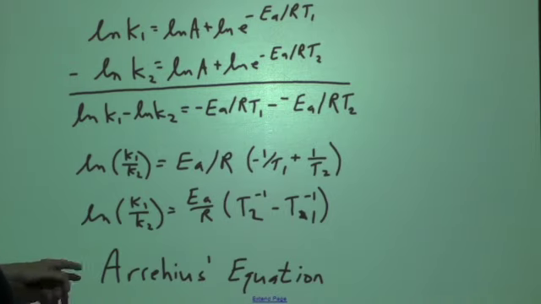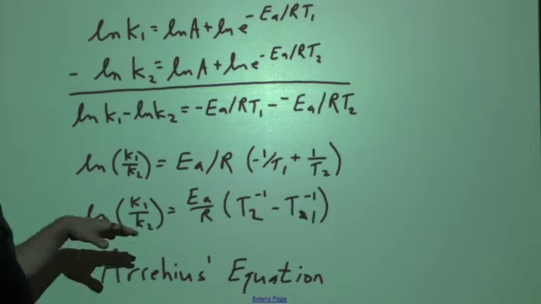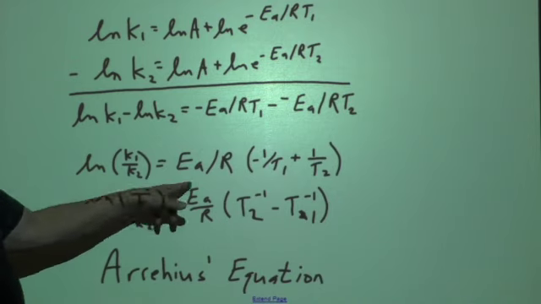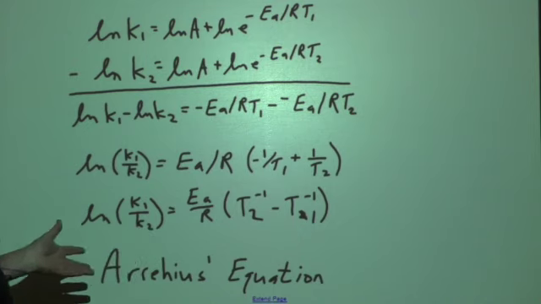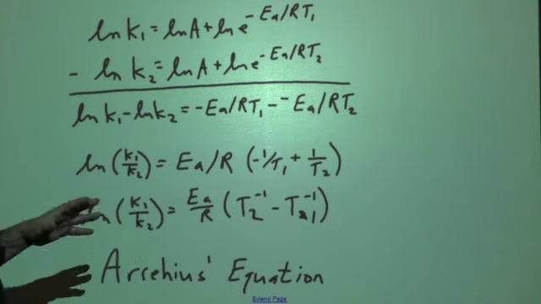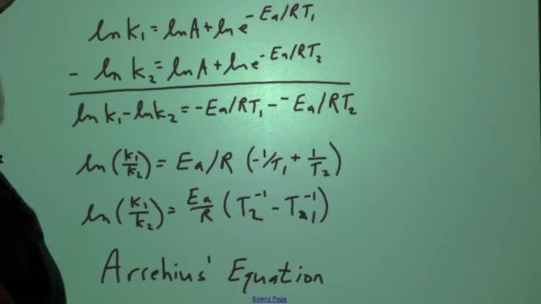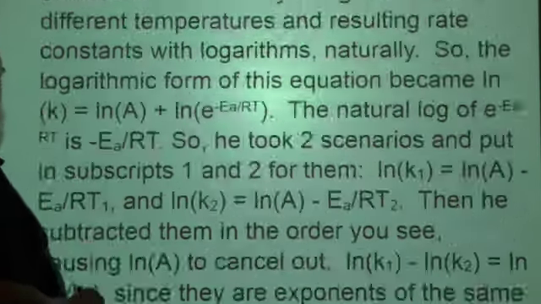This is called Arrhenius' equation, and this is the equation that we're going to use to calculate the activation energy, or the rate constant where we already know the activation energy. So there's a lot of things that we can do with this. So let's take a look at a situation that is described in this problem right here.